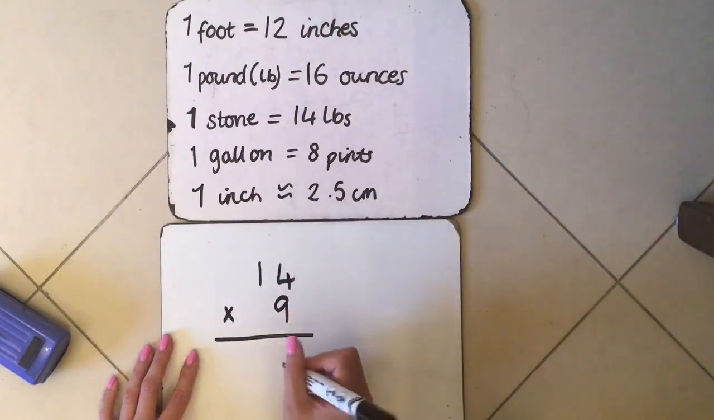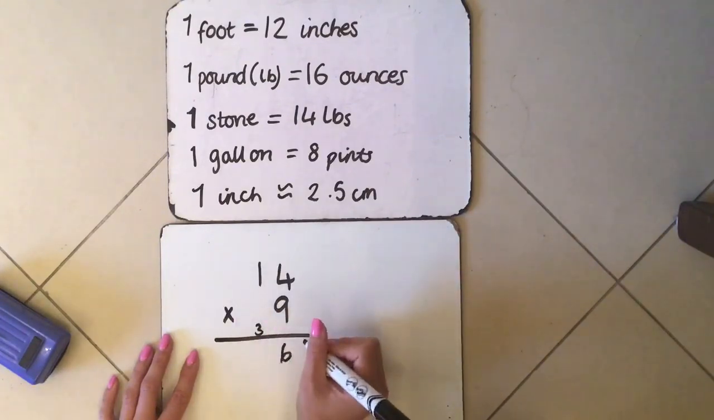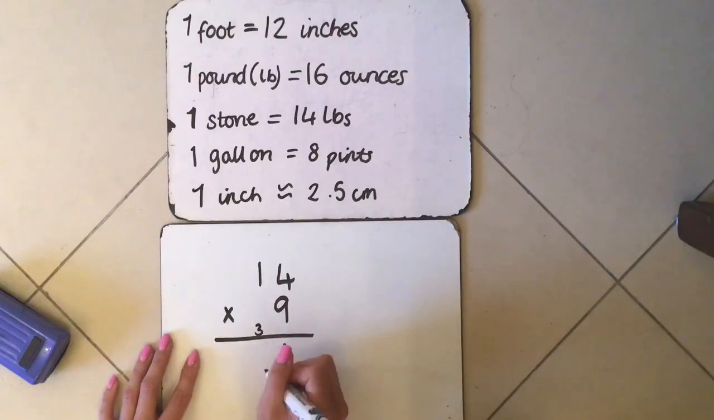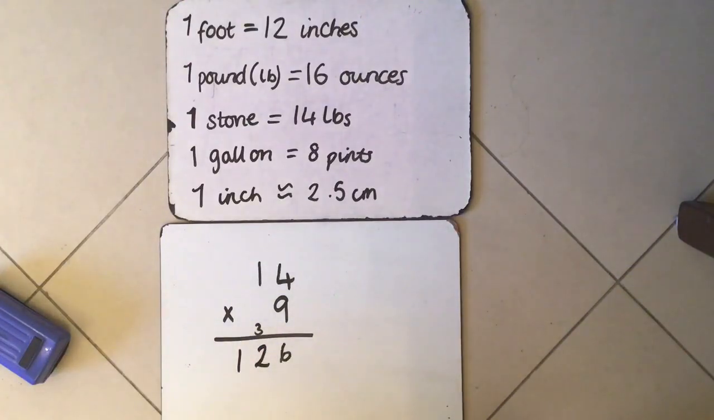9 times 4. And 9 times 1 is 9. Add the 3 on the end. 126.